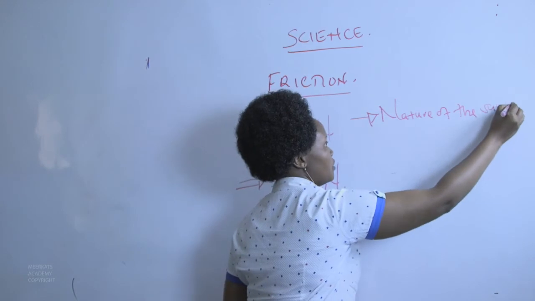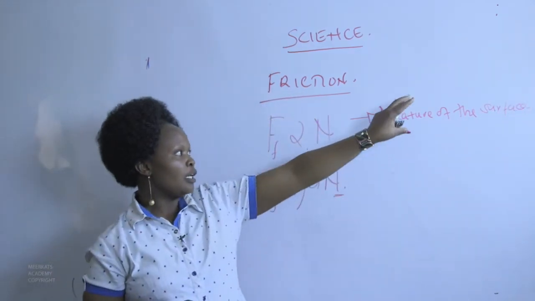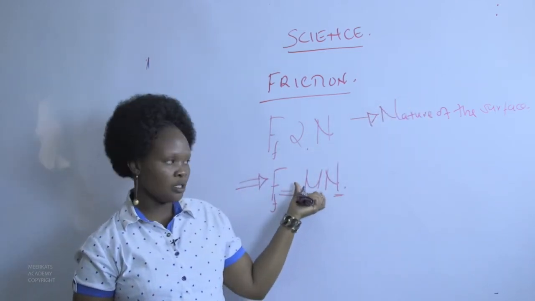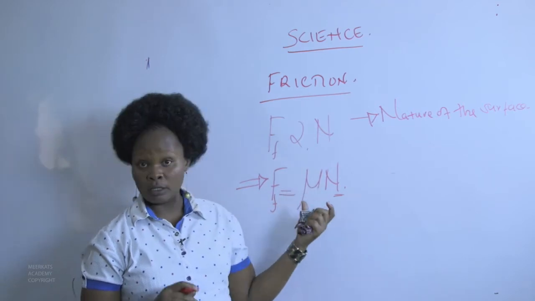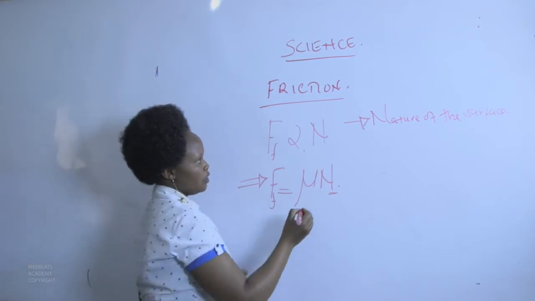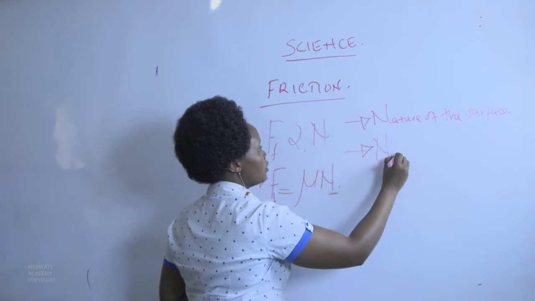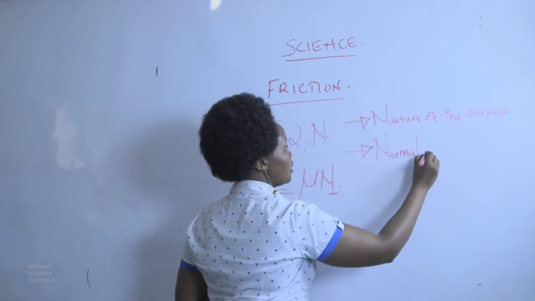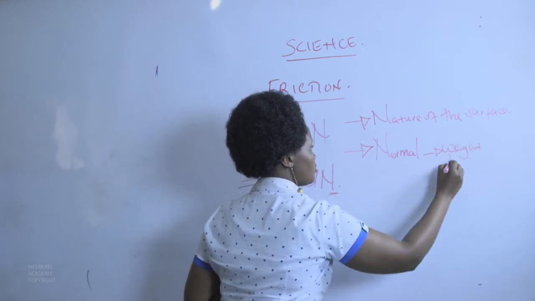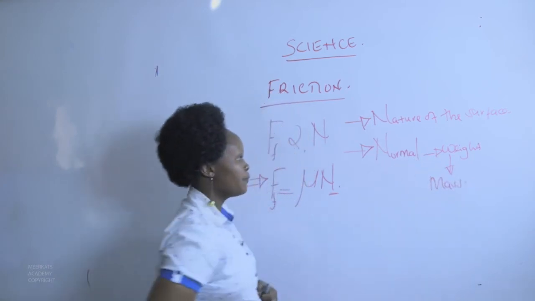Now, depending on the nature of the surface, if you increase the roughness, you increase the value of the coefficient, and equally, if you smoothen your surface, the coefficient reduces in value. Then the normal gives us the weight, and subsequently we can get the mass of the body.